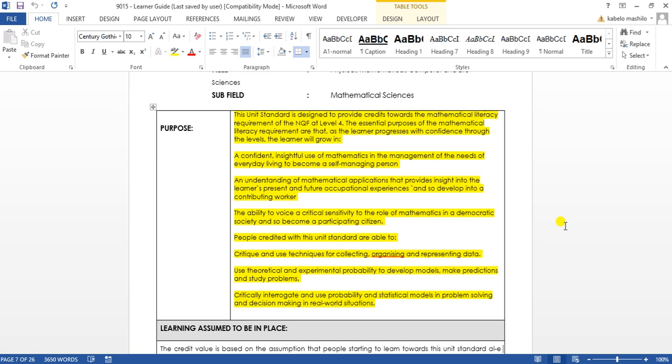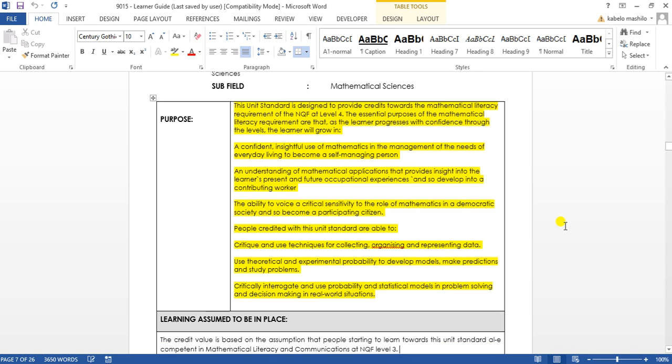participating citizen. People credited with this unit standard are able to critique and use techniques for collecting, organizing, and representing data, use theoretical and experimental probability to develop models, make predictions, and study problems. Critically interrogate and use probability and statistical models in problem solving and decision making in real world situations.